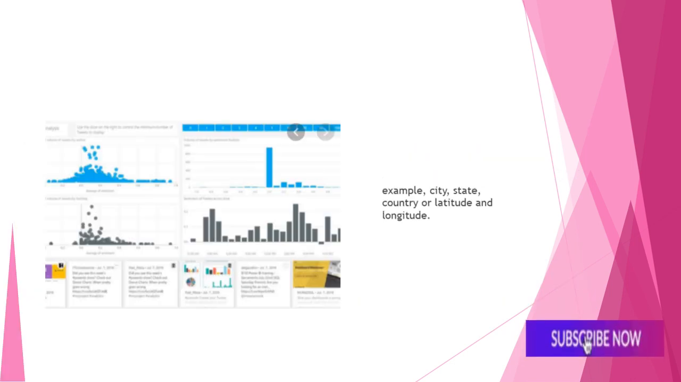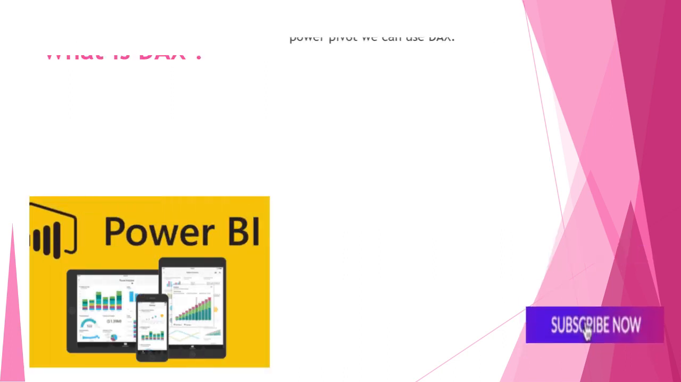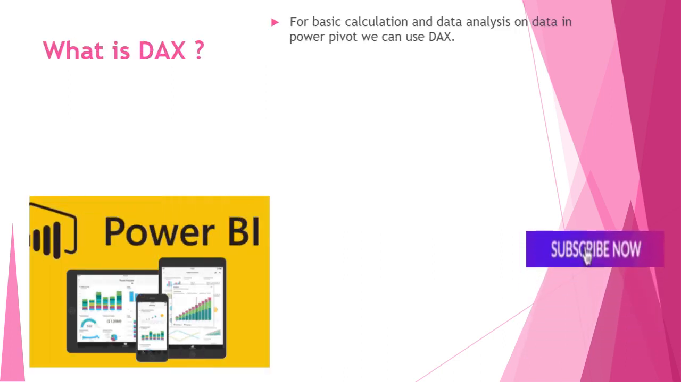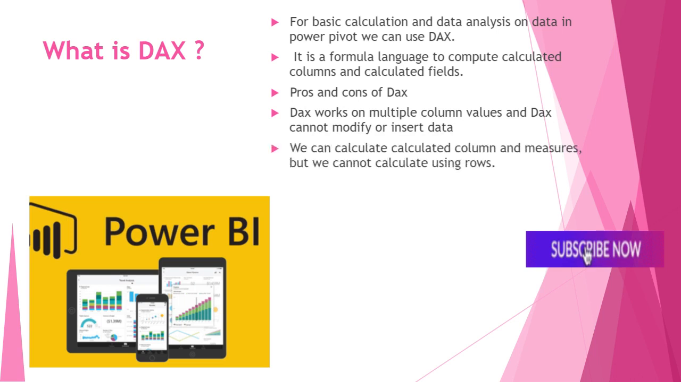What information is needed to create a map in Power Map? Power Map can display visualizations that are geographical in nature. Therefore, some kind of location data is needed, for example, city, state, country or latitude and longitude. What is DAX? For basic calculation and data analysis on data in Power Pivot we can use DAX. It is a formula language to compute calculated columns and calculated fields.